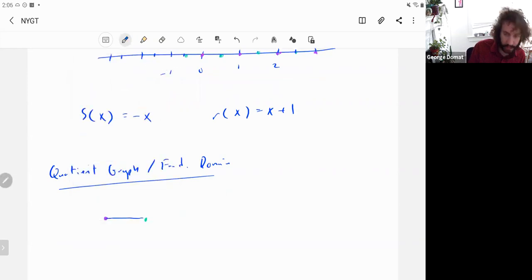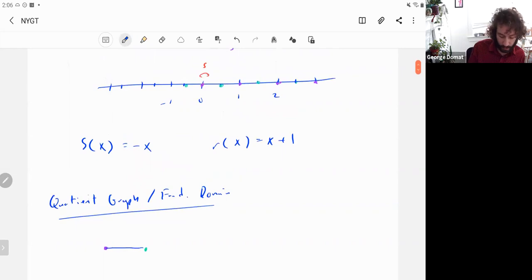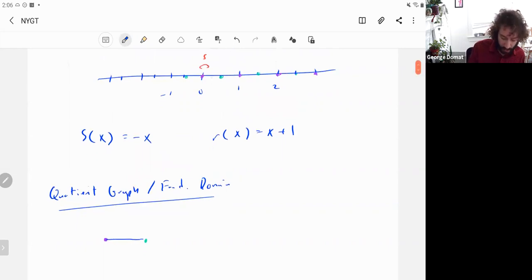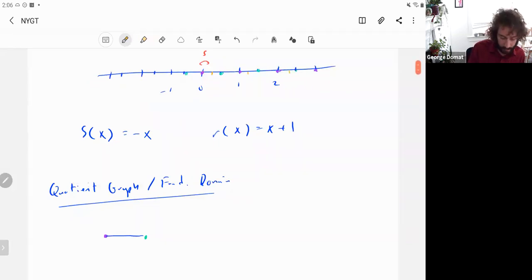You can see that all of these edges get taken to each other, right? The translation will take this edge to this edge to this edge, etc. And then if you flip, you'll get the other set of edges. So we have only one edge.